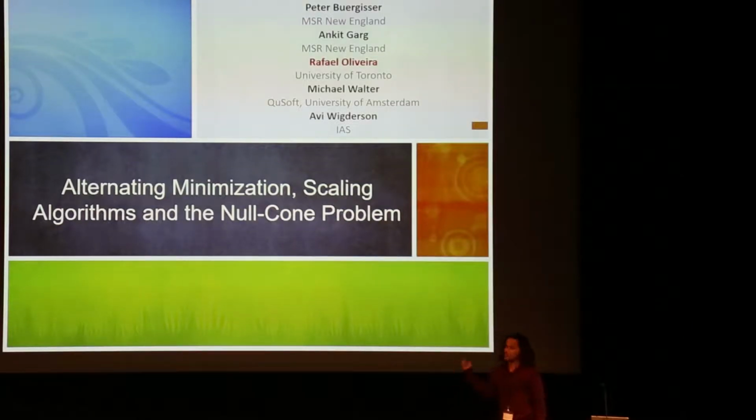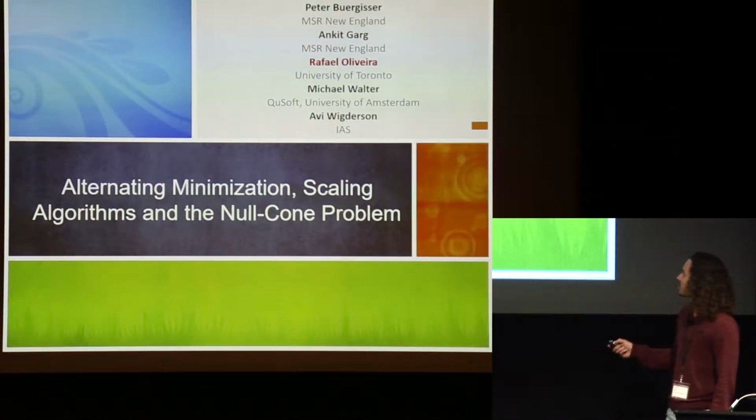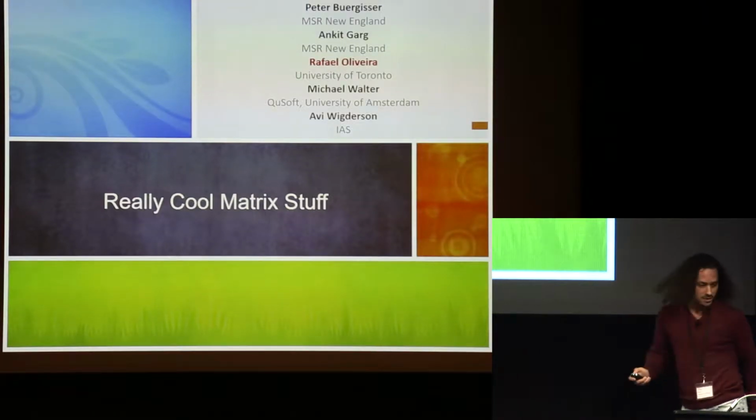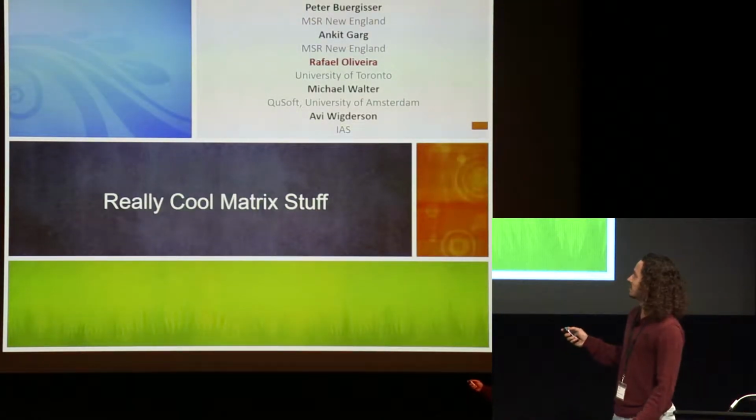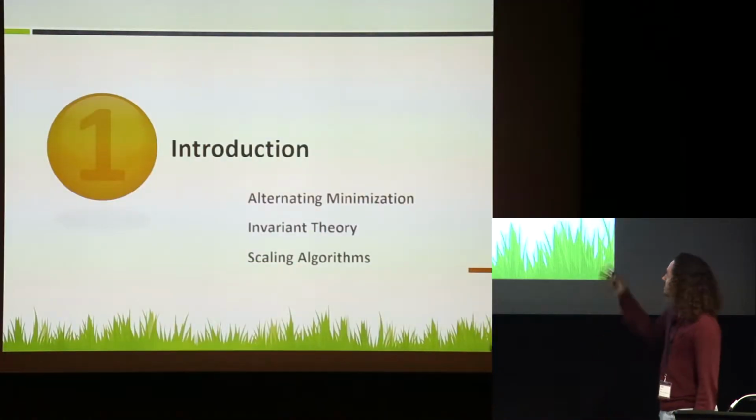Okay, thanks. So this is joint work with Peter Burgester, Ankit, Michael Walter, and Avi. And yeah, alternating minimization, or as Bernard said, which should be the title of the paper, really cool matrix stuff. So I'll start basically explaining the really long title, I guess. So the title goes here.